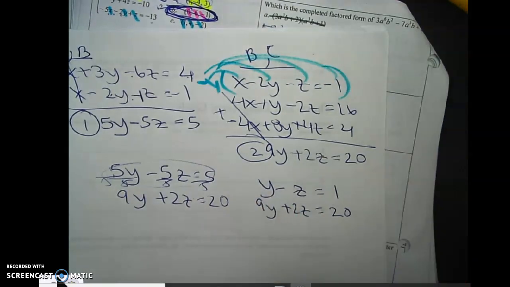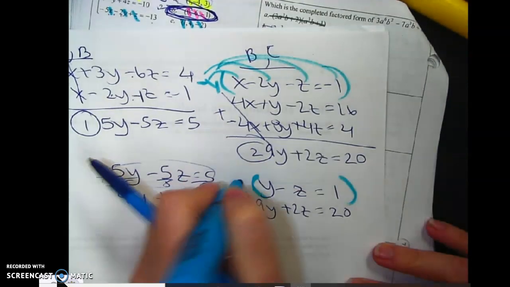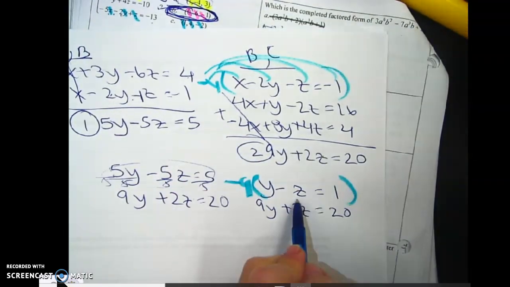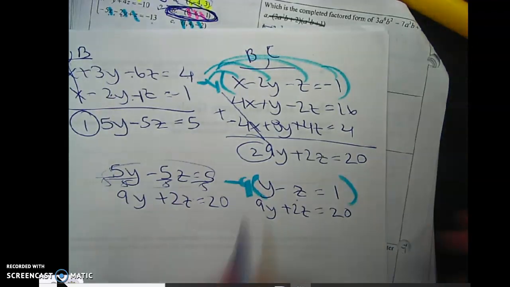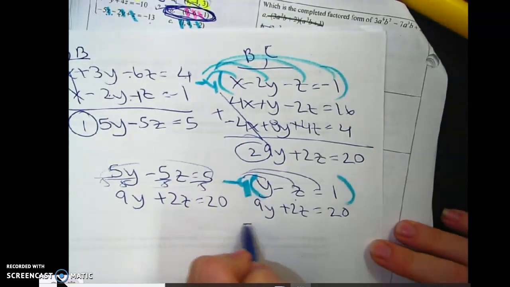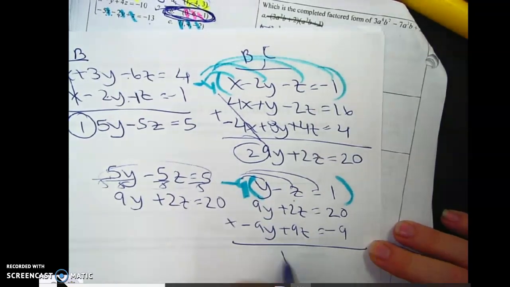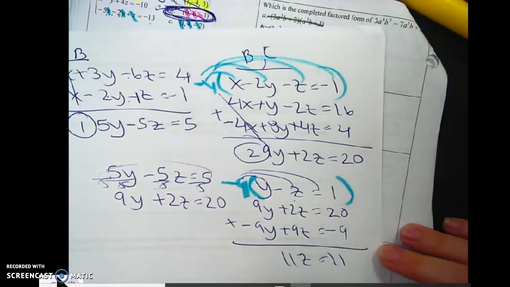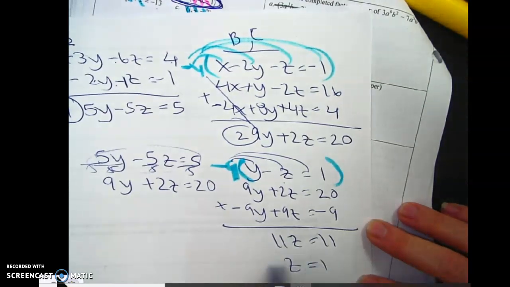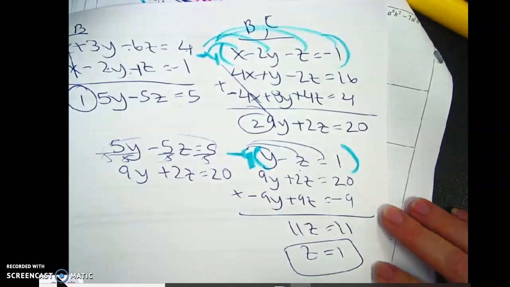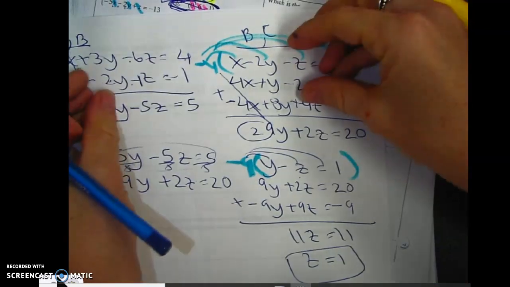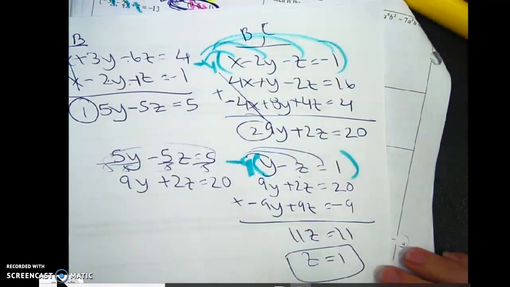Okay? Now I'm going to multiply this by -9 because I'm going to get rid of the y. Some of you might decide to get rid of the z. Whatever. We should get the same answer in the end. -9y plus 9z equals -9. Add them up. 11z equals 11. Z equals 1. Okay? So, I took A, B, and BC. I made two equations. Then I solved for z.